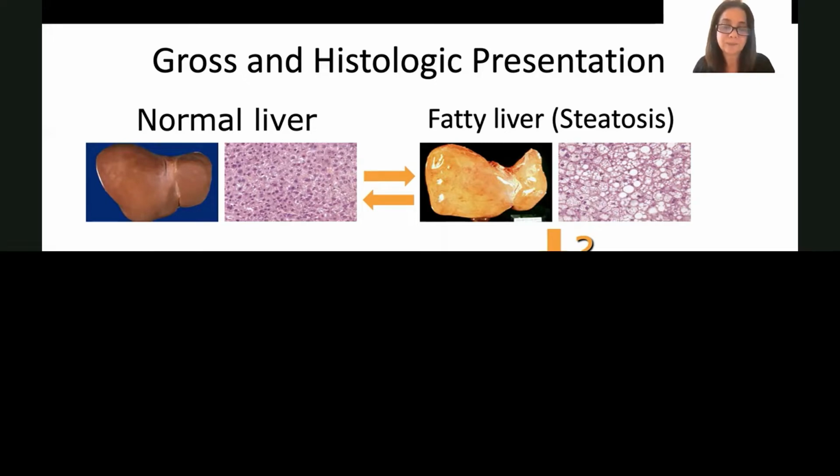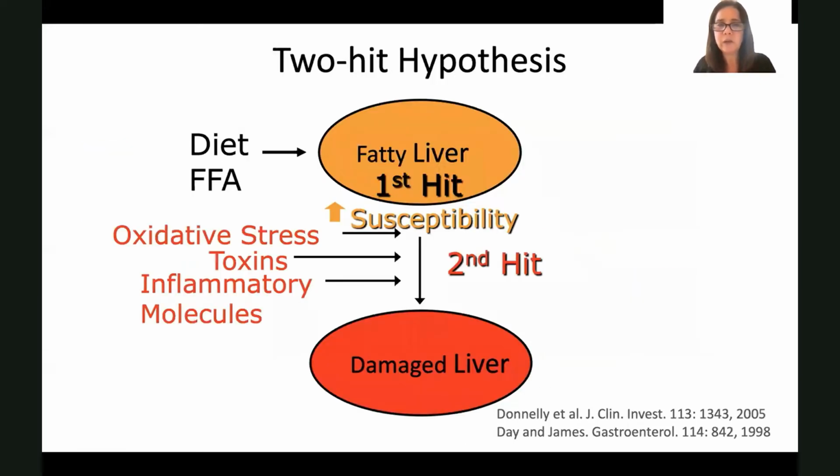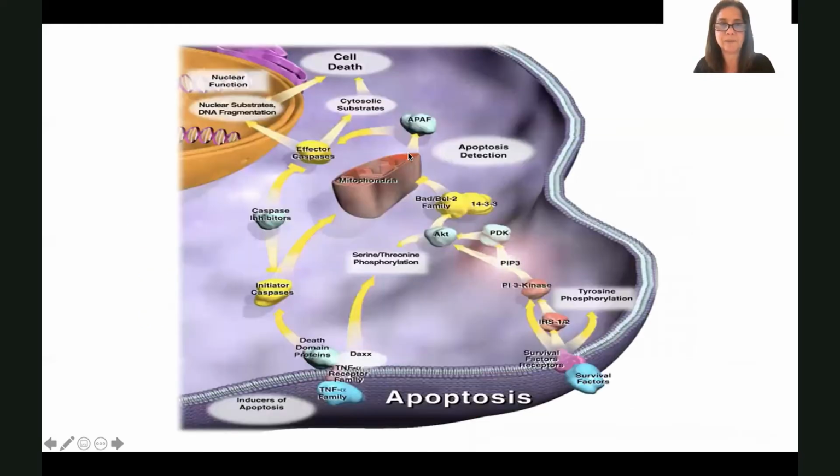So the two-hit hypothesis is really that the fatty liver is the first hit, and there's something about then some genetics probably and susceptibility, and probably a second hit of oxidative stress or toxins or inflammatory molecules that leads to damage of the liver. So not everyone with steatosis goes on to get steatohepatitis, but certainly you need the steatosis to have that happen.